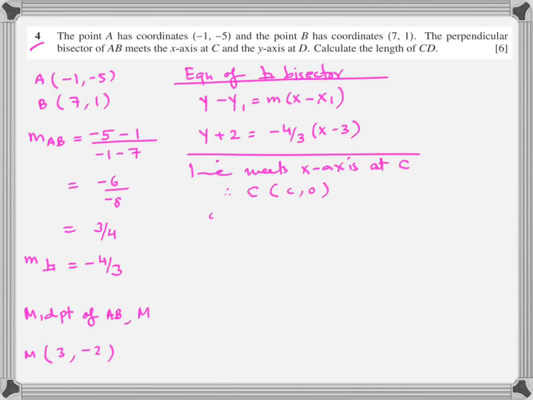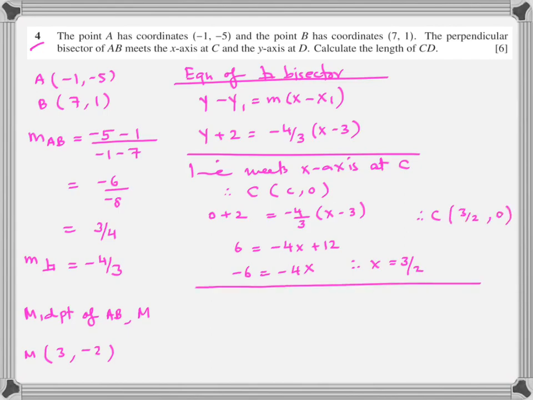Therefore, you can write the coordinate as c, 0. 0 plus 2 is equal to minus 4 over 3 x minus 3. Hence, you make x the subject. You could have written c instead of x, and the value of c would come out. x comes out to be 1.5. Coordinate of C is 1.5, 0.